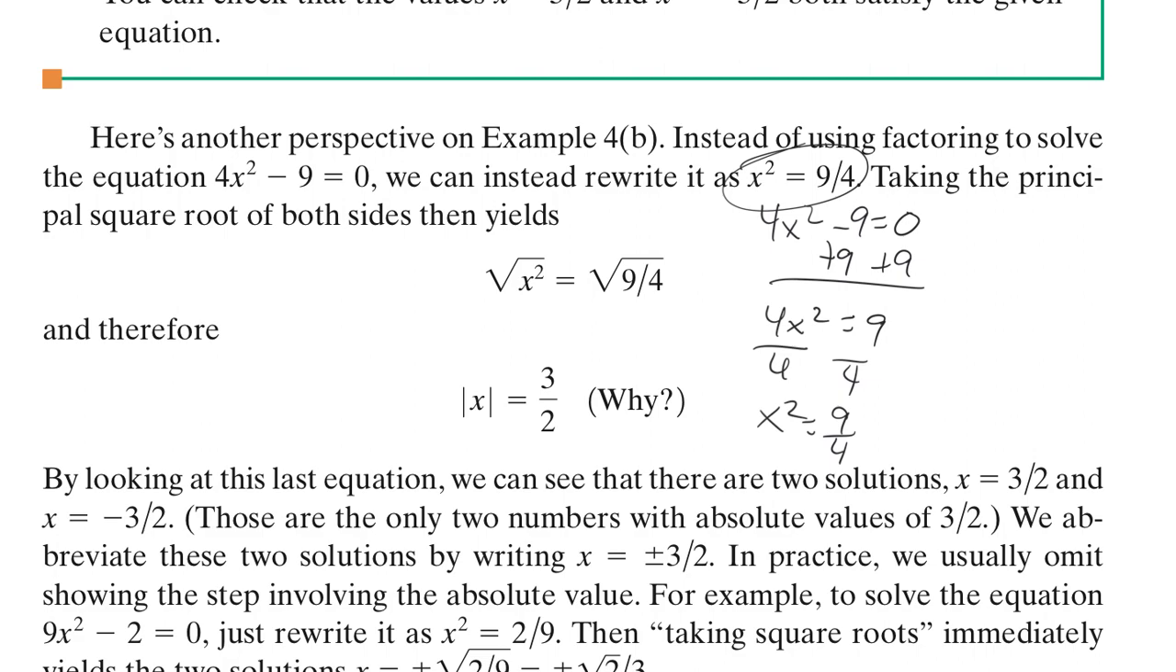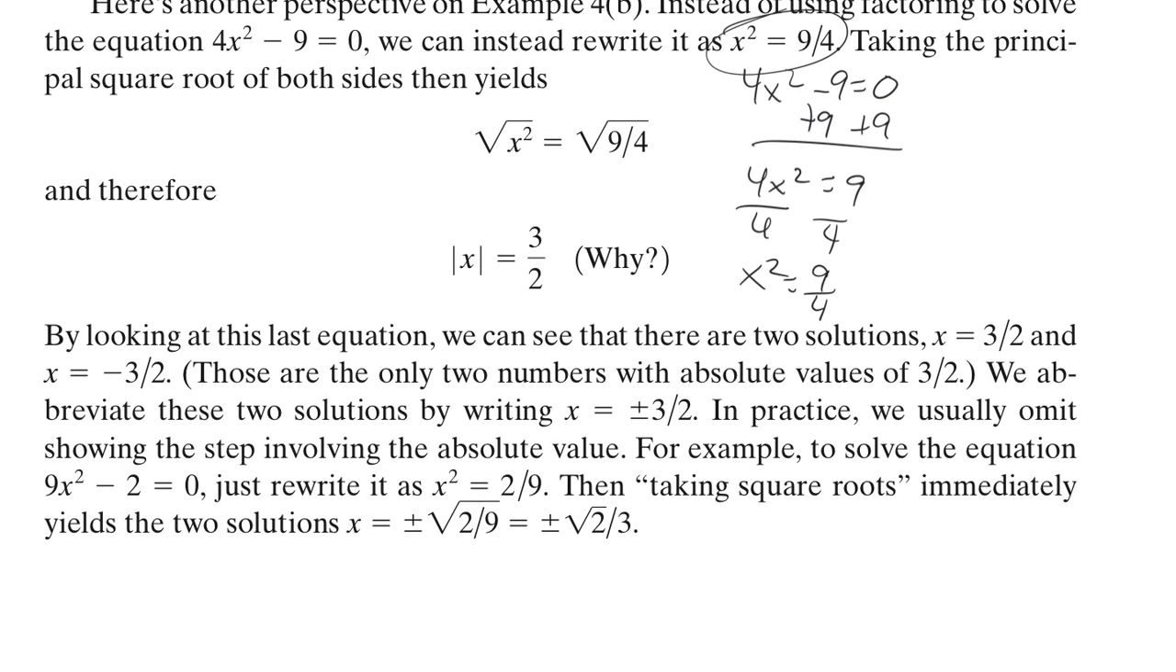So, as they say here, this is important. By looking at this last question, we can see that there are two solutions. You know, because when you take the square root, you have a positive and negative root. Those are the only two numbers with absolute values of 3/2. We abbreviate these two solutions by writing plus or minus 3/2.